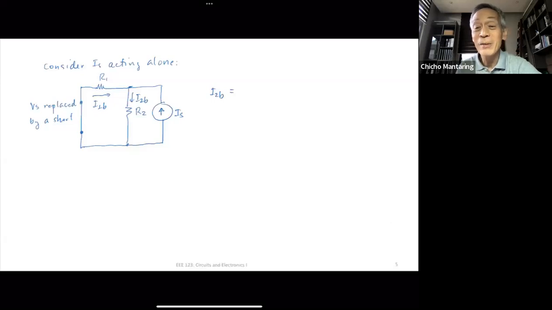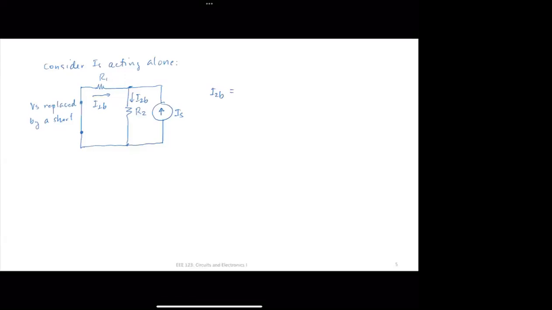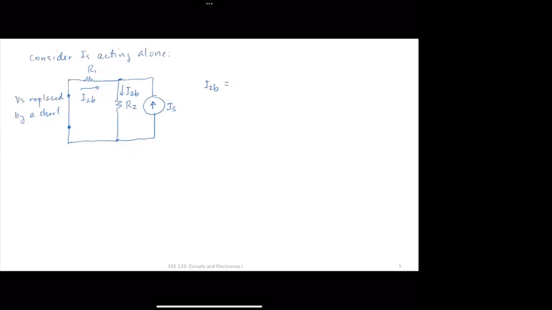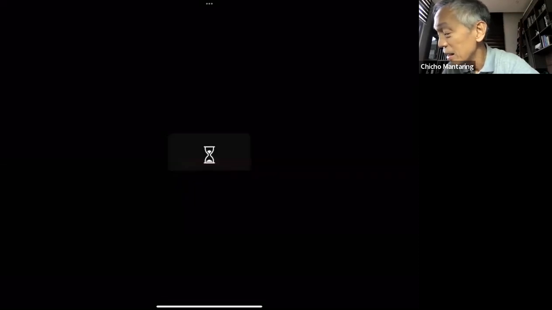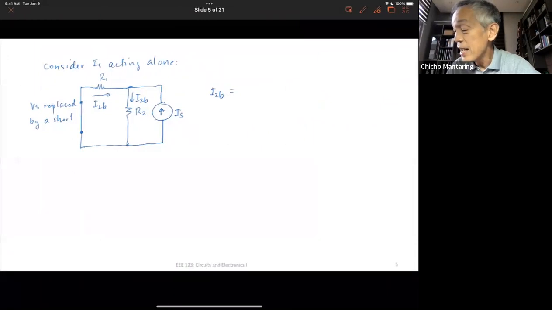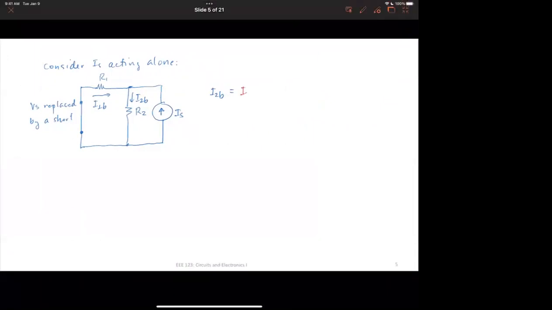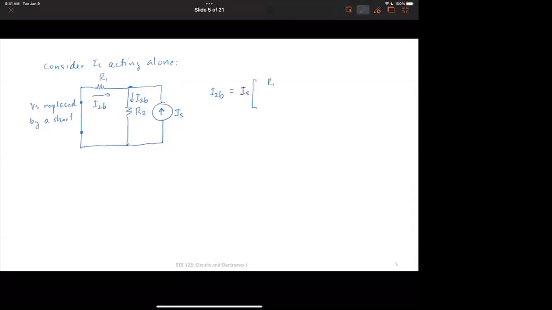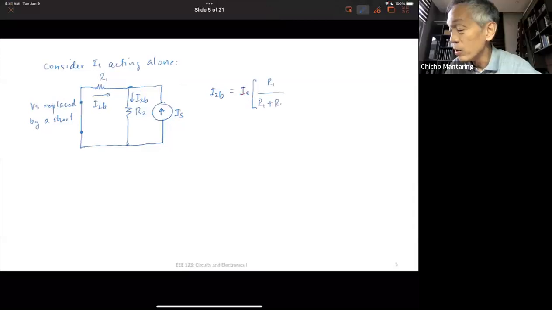Yes, Romeo. Current divider, sir. Yeah, current divider, no? So, continue. What will be I2B? Sir, IS multiplied by the quantity R1 over R1 plus R2. Okay, that's correct, no? That's I2B.